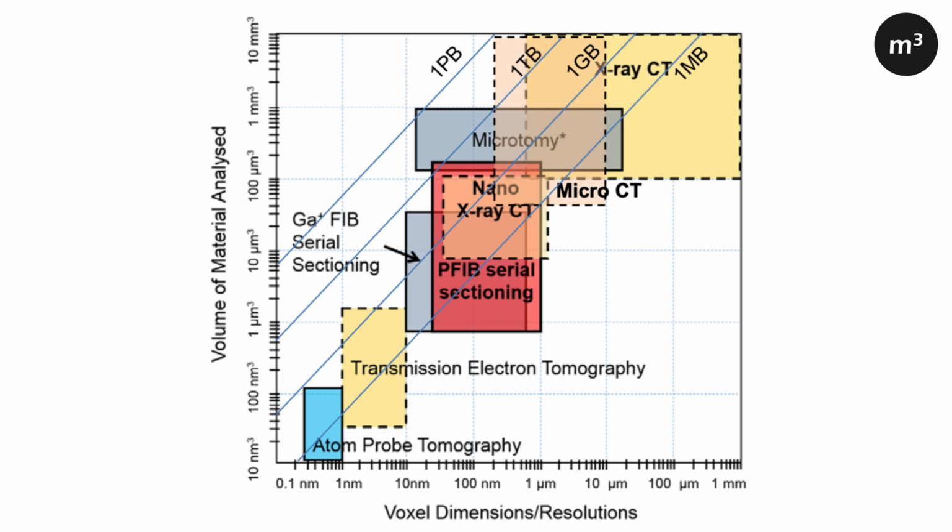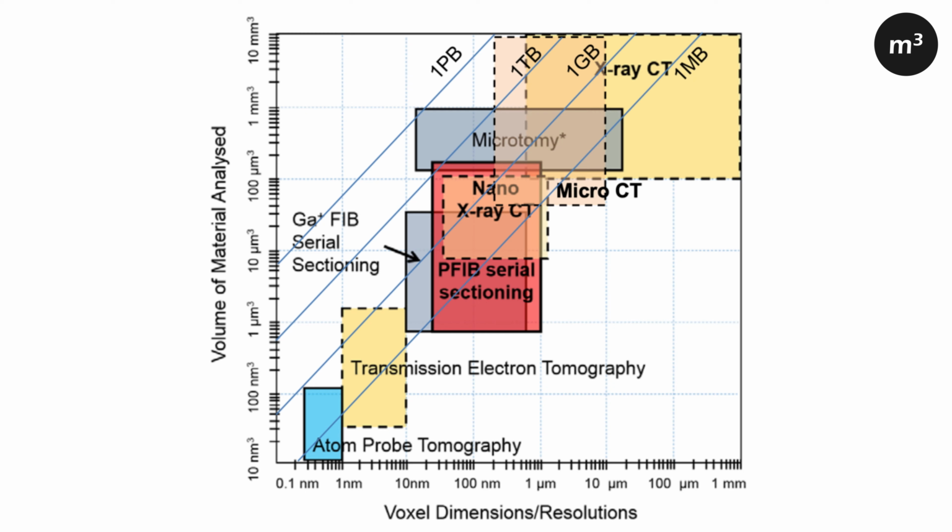And with the gallium FIB, we can do tens of microns. With the plasma FIB, we can do hundreds of microns. And now with the laser PFIB, we can get up to like millimeter length scales. And then obviously we go up to the CT length scale.